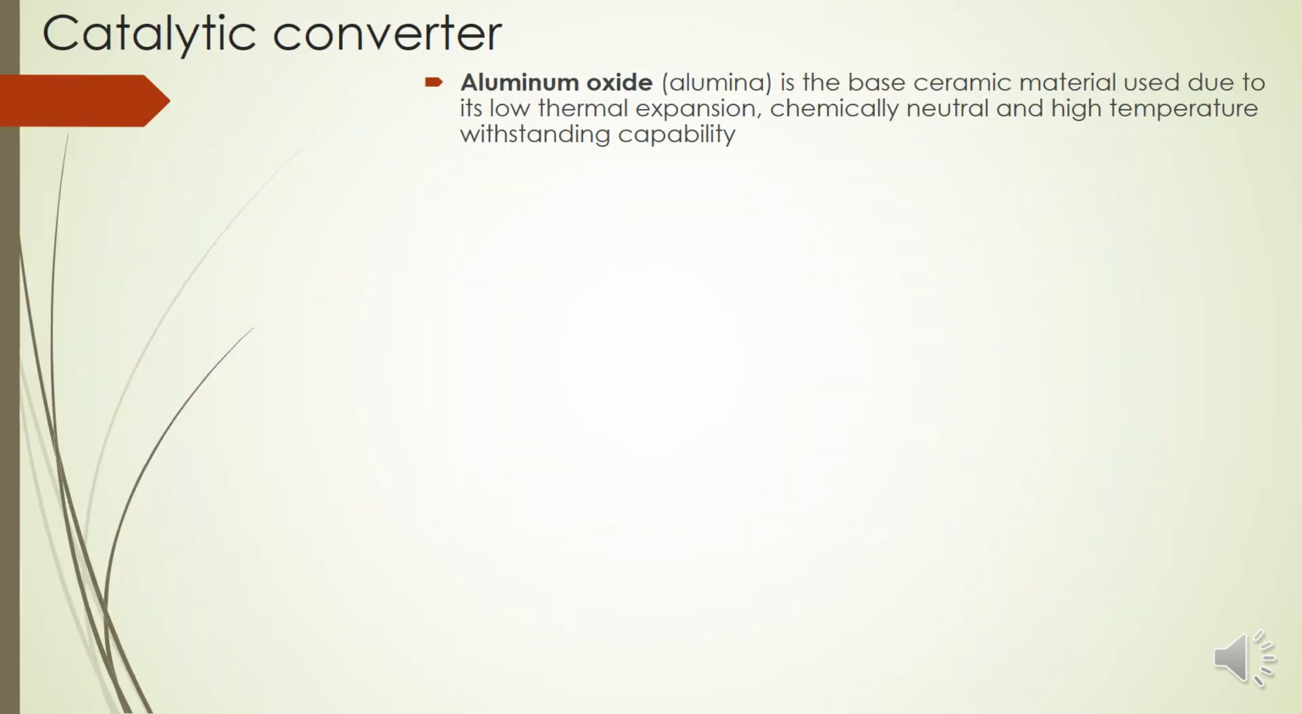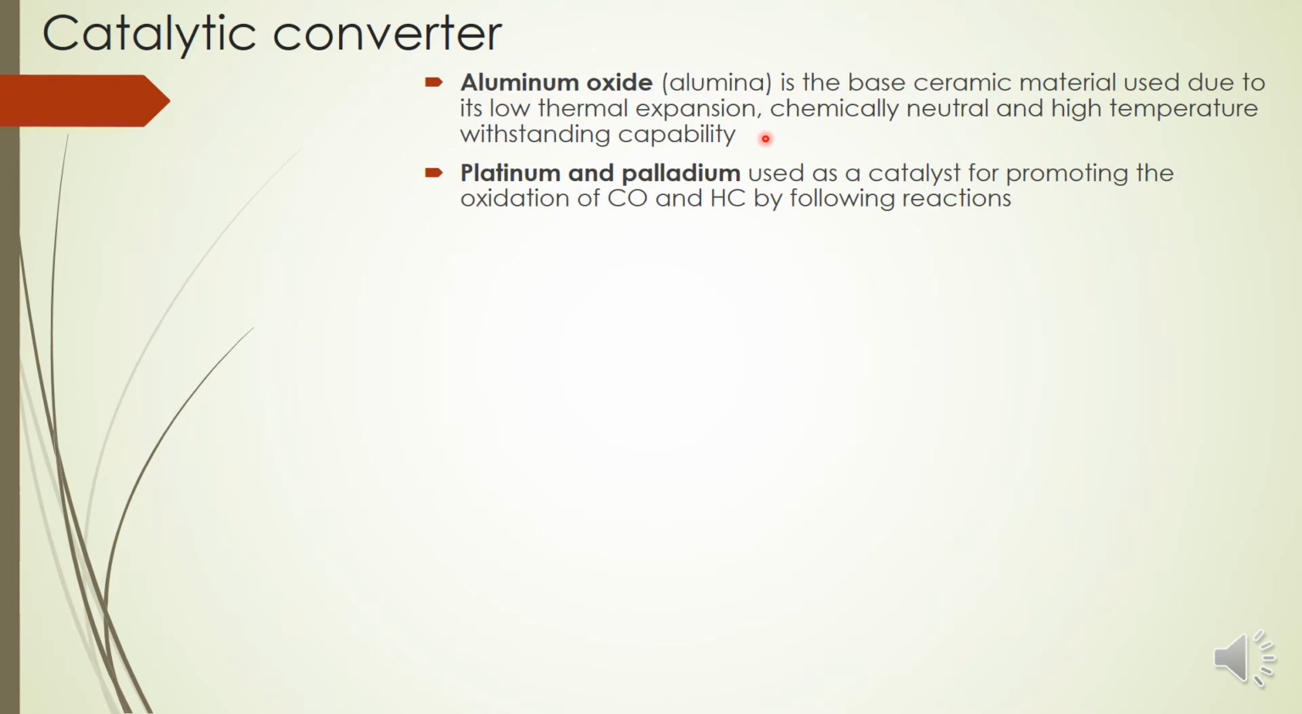Now we are using aluminum oxide. The material used as the base ceramic material will be aluminum oxide, which is known as alumina, because of its low thermal expansion and it is chemically neutral. It will not take part in any reaction and it also has high temperature withstanding capability. So we will be using aluminum oxide or alumina as the ceramic material. And what are the catalysts used? Yes, they are rare metals, platinum and palladium. The platinum and palladium will be used as a catalyst for promoting the oxidation of carbon monoxide and hydrocarbons.